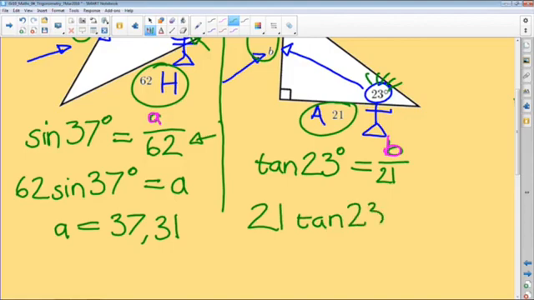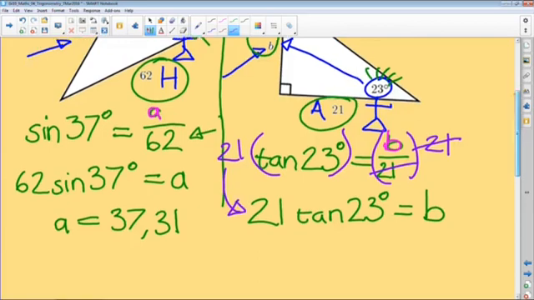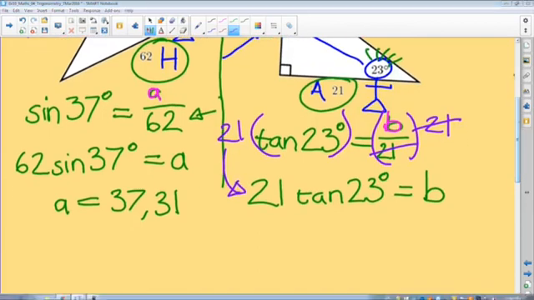21 is dividing B, which means it's going to multiply on the other side. And remember, we're not just multiplying the other side, we have done mathemagics here, and we've multiplied both sides by 21. Let me just show you that quickly, so that we've multiplied this side and this side by 21. And the reason we've done that is because that 21 will cancel with that 21, and then the other 21 will multiply the tan.